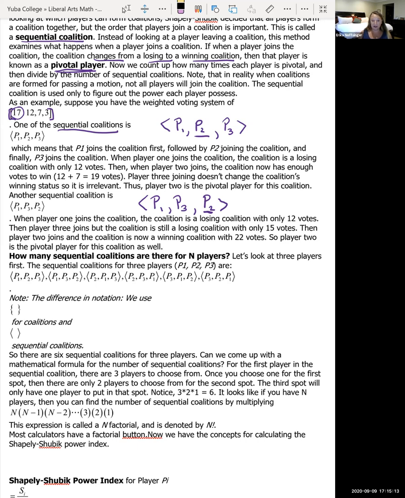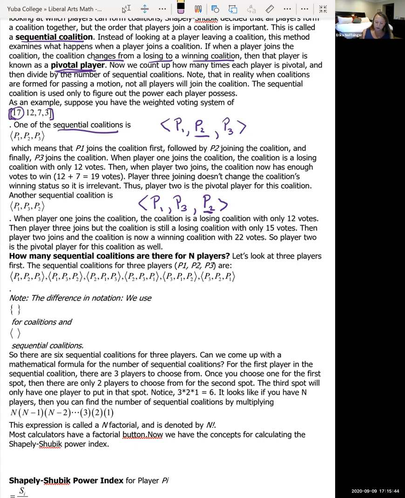Okay, this is where it can get really tedious. Same thing when we were looking at the Banzhaf power, when there were a lot of players involved, writing all the different subsets of winning coalitions could have taken a while. And here, when we have n players and we have to list all the different possibilities of how different people can come in, that can also become really tedious. So how many sequential coalitions can there be if we have n players?